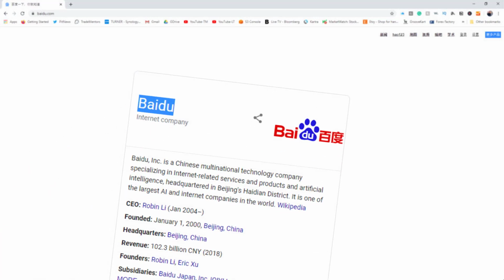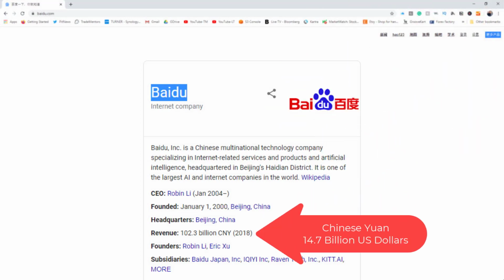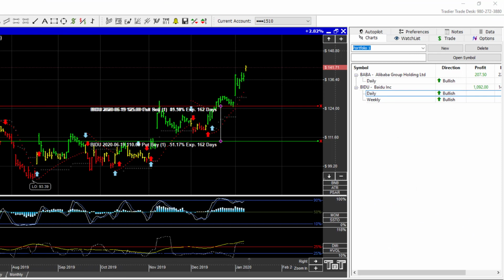Now, BIDU is a Chinese multinational technology company specializing in internet-related services and products and artificial intelligence, headquartered in Beijing. It is one of the largest AI and internet companies in the world. Revenue was $102.3 billion in 2018. So it's a pretty big company. And again, it is the Chinese Google.